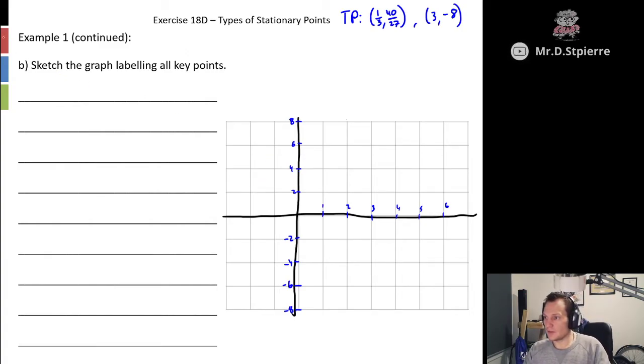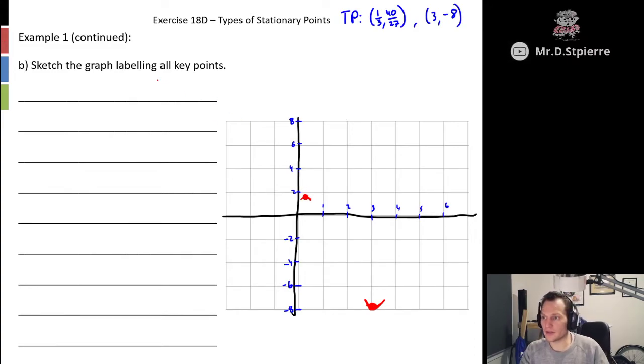So we know we have a turning point at 1/3, 40 over 27. So we have one turning point there. Let's not use black, let's use a different color. We have one turning point there, and we have another one at 3, negative 8, which is down there. So I can put in my little curve through that. But to sketch the rest of it, we have to go back to our normal sketching strategies.